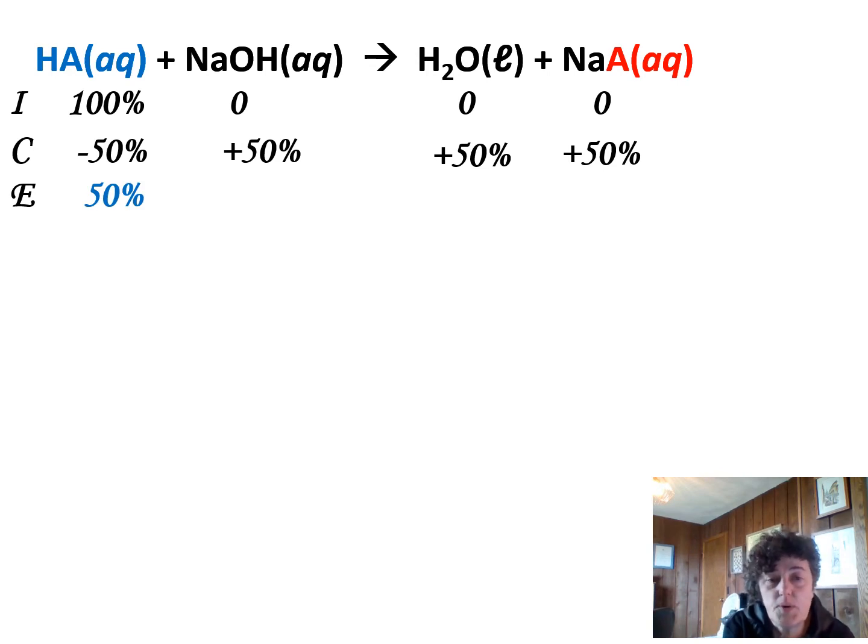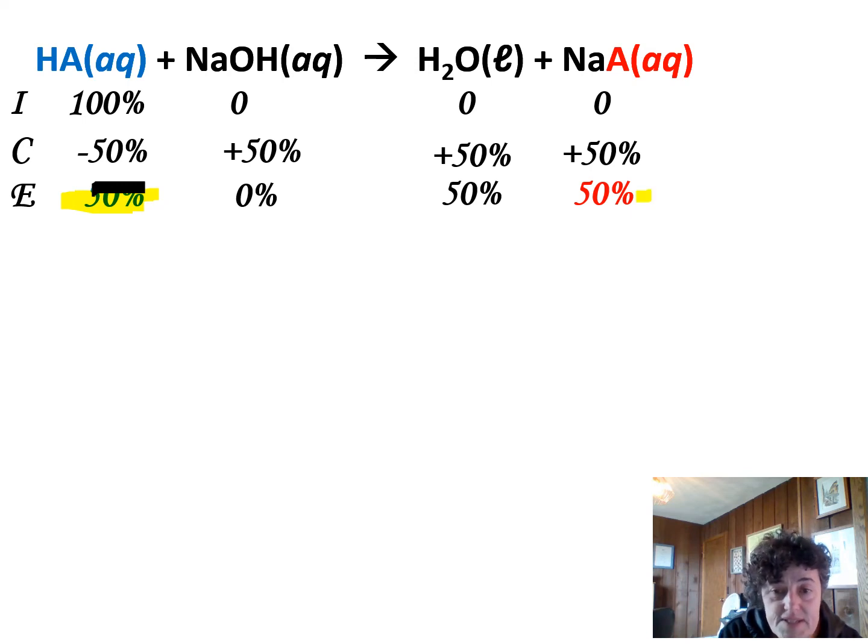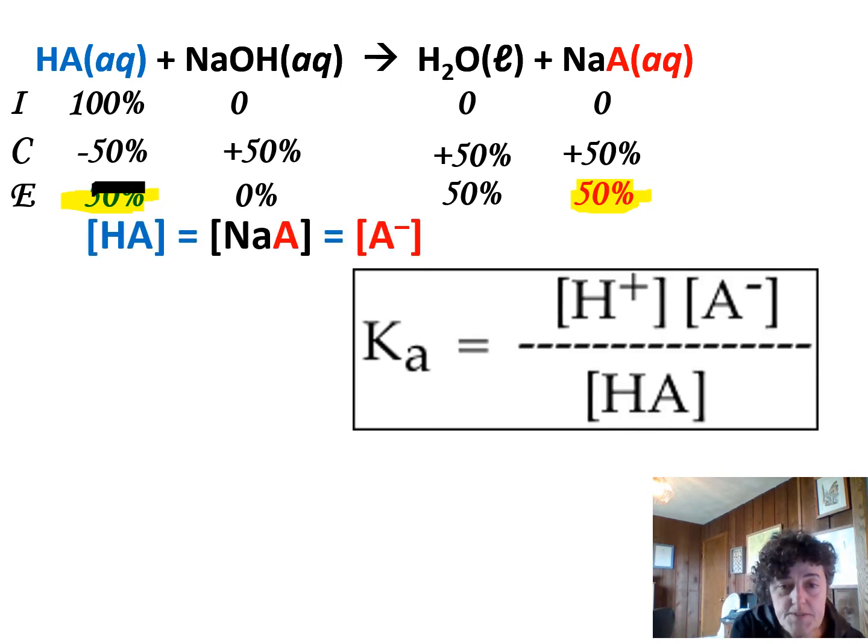So at this point, because my weak acid is in excess, I'm going to have 50% of the acid left. There's going to be no sodium hydroxide left because I used it all. And I will also have made half of my salt. So that's the part that is interesting. At midpoint, the amount of acid that's left is exactly identical to the amount of conjugate base made.